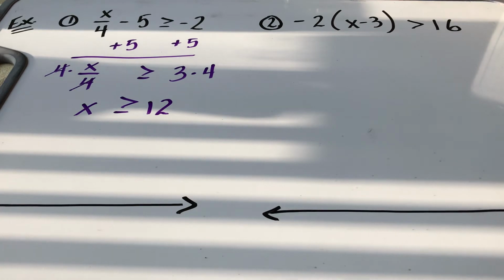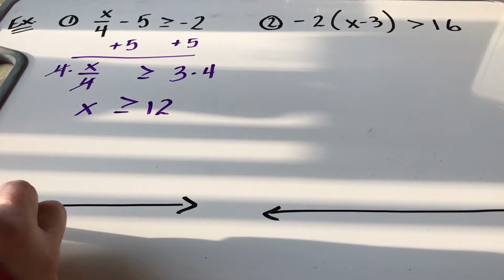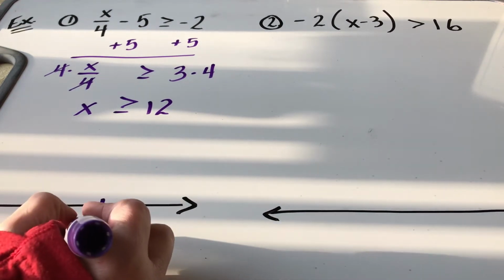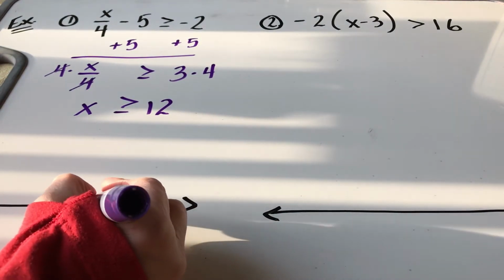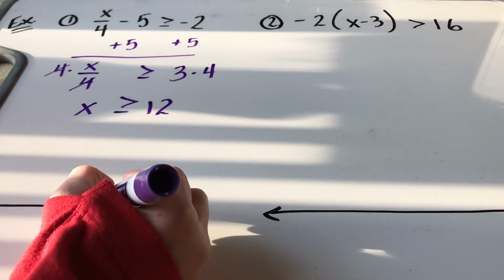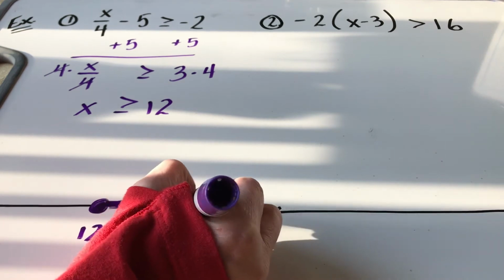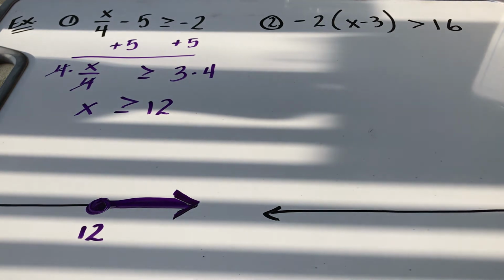To show our solution on the number line, here's my number line. I'm just going to put some key points on here. 0 would be about there, and let's say 12 is over here. I'm going to label my 12. Since it says greater than or equal to, we can put a solid dot on 12. That means 12 is a possible answer because it's included. The numbers greater than 12 would be all these numbers going this way. We could have 13 or 14, 20, whatever, anything greater than or equal to 12.